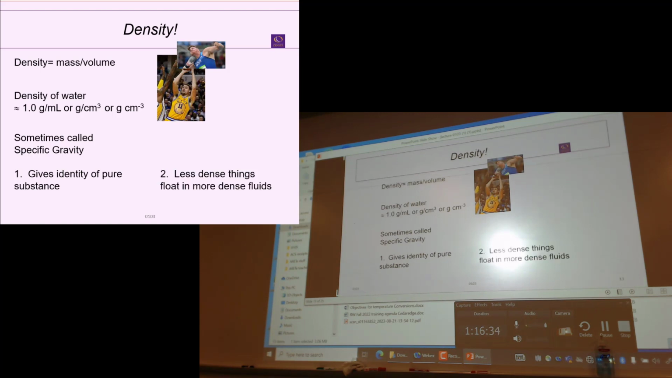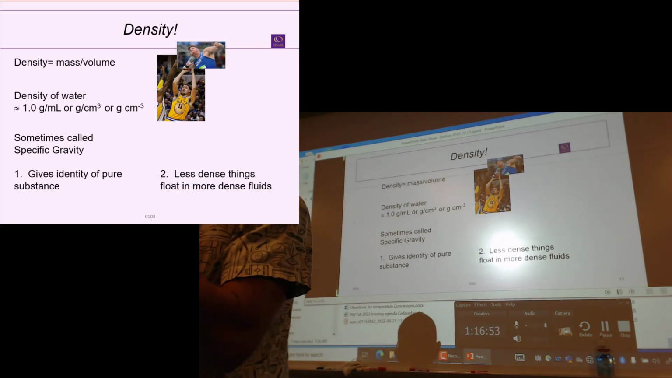So that's that. I also let you know that really density is the key to floating. This is kind of the physics concept. Okay, Archimedes' principle. Less dense stuff floats in more dense fluids. Fluid can be anything that moves, whether it's liquid or gas.